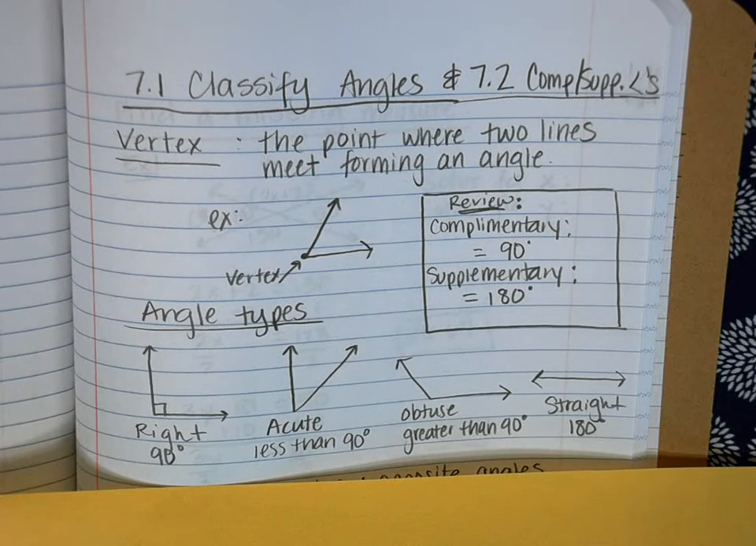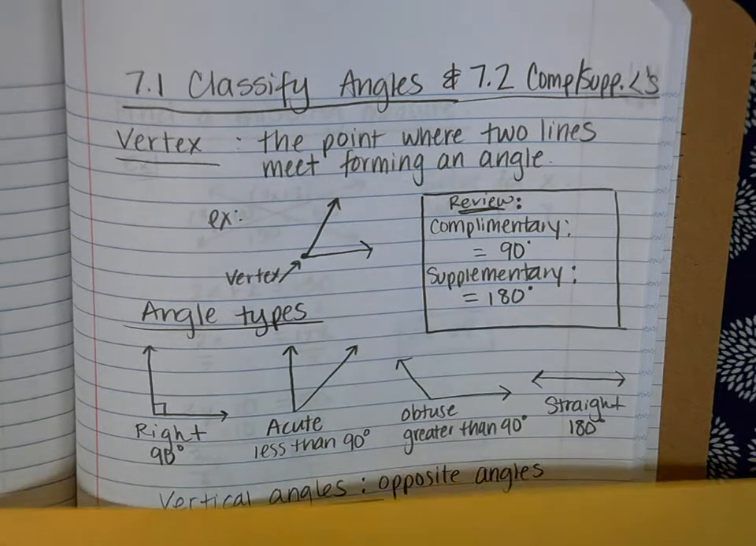So it's called a ray. A line segment will have a start and an end, and sometimes they put a little dot at the ends. But a ray has an arrow at the end. Yeah, good job, Jimmy. Okay? So those are the angle types.